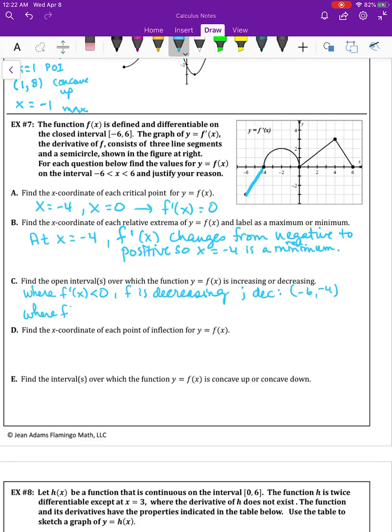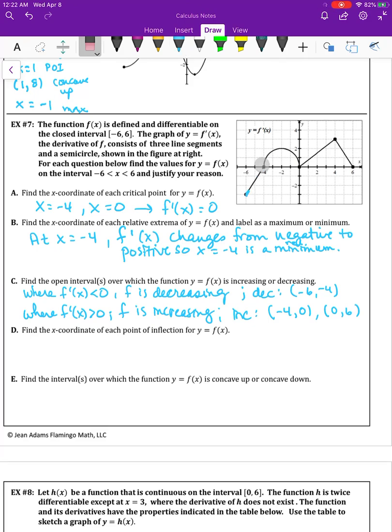And then I put decreasing from negative 6 to negative 4. Where f prime of x is greater than 0, f is increasing. And so I put increasing intervals. Well, it's increasing from negative 4 to 0, and also from 0 to 6.